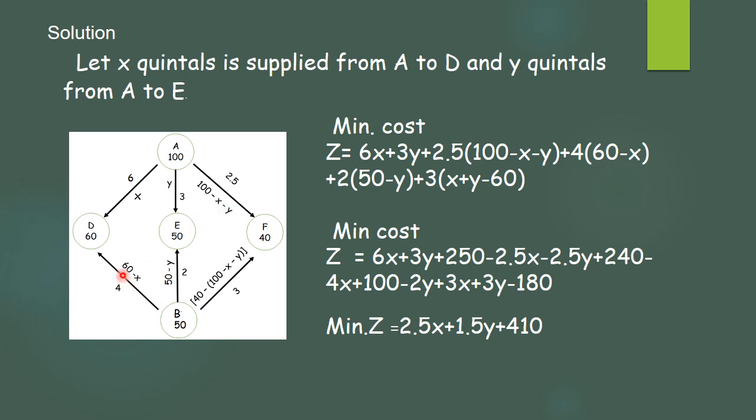Here what we get, 60 minus x should be positive, because in the same way we cannot send a negative quantity. So this quantity which we are sending should be positive. So 60 minus x should be greater than or equal to 0. 50 minus y should be greater than or equal to 0. And when we simplify this, what we get is x plus y minus 60, that also should be greater than 0.